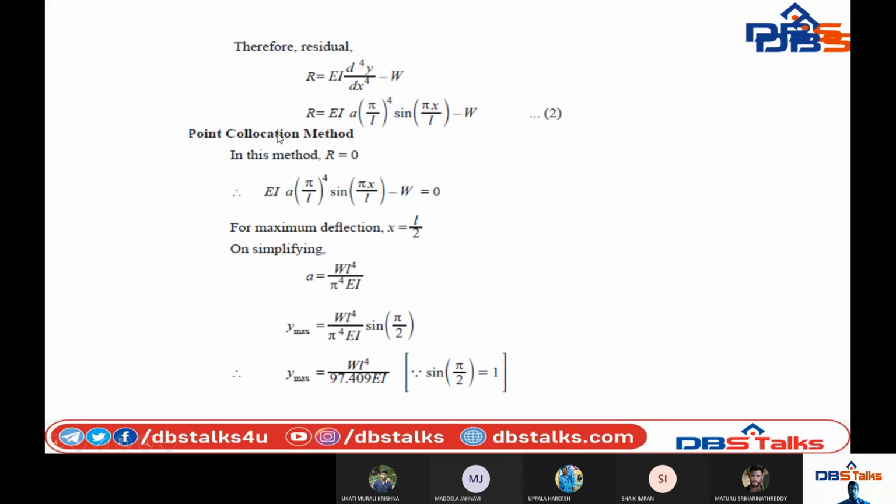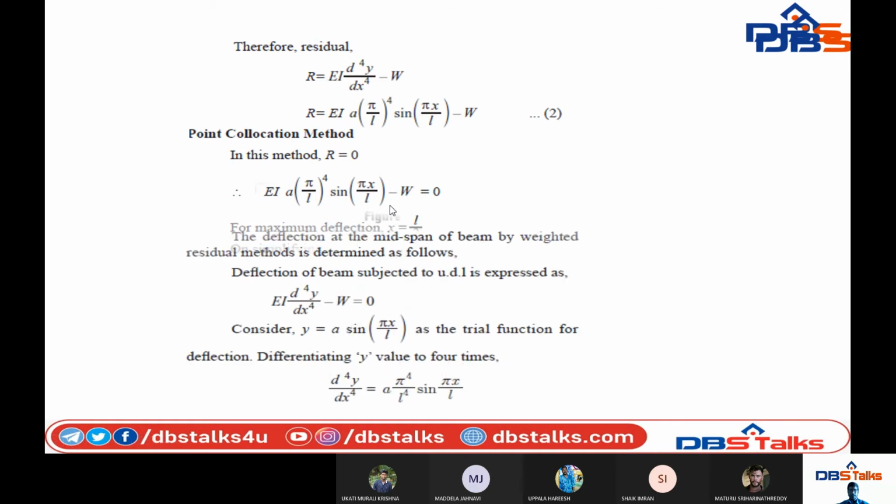First of all, I am taking the point collocation method. In this method, the residual will be set to 0 at n defined points. In this, the R term is completely 0, R equals 0. Because of that, EI a pi by L power 4 sin pi x by L minus w equals 0.